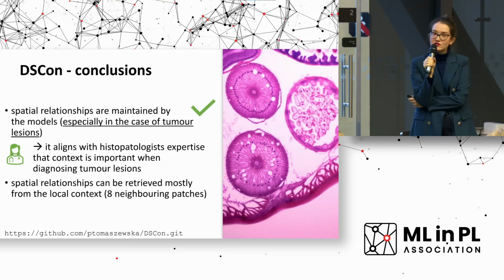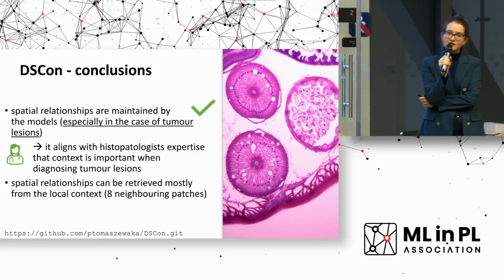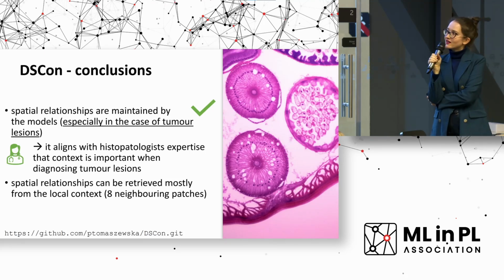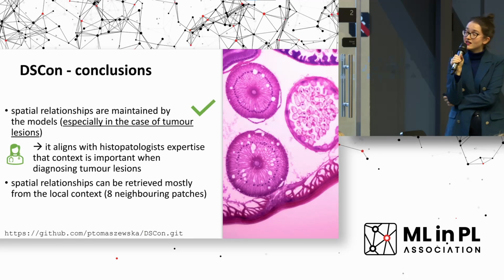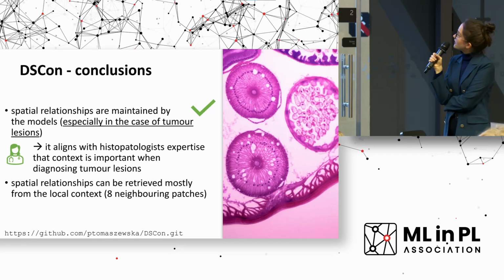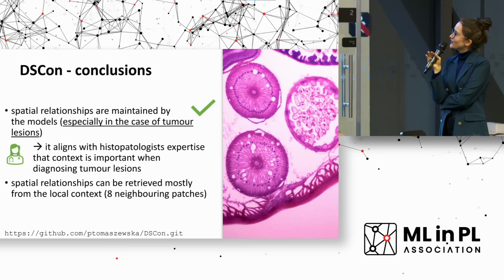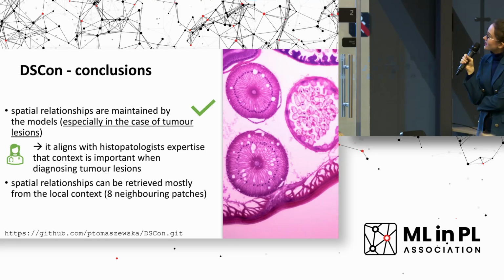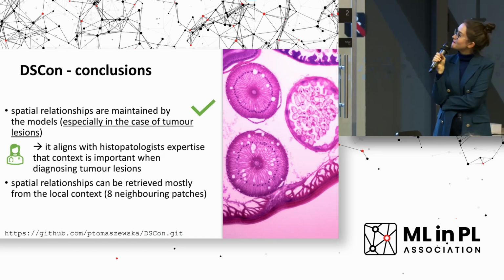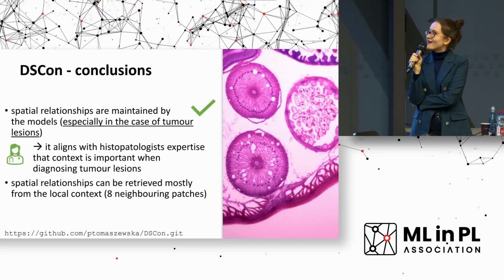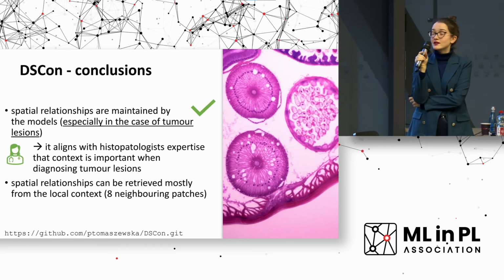And now let me move to conclusions. First of all, what we have learned using this method is that the spatial relationships are kept within the models, and this is especially observed in the case of tumor data. And it aligns with what we have learned from histopathologists. This is something that we aim for, so that the neural networks themselves are kind of similar to experts. And lastly, we have also observed that this context is mostly observed within the local context. This is why the plot that we have seen a couple of slides before had a decreasing trend.